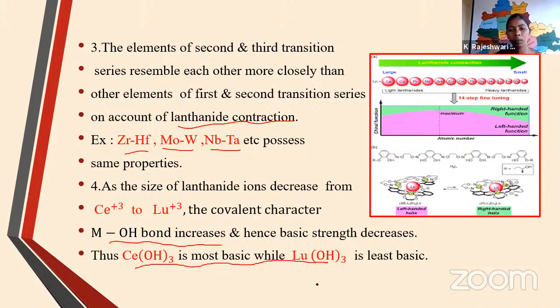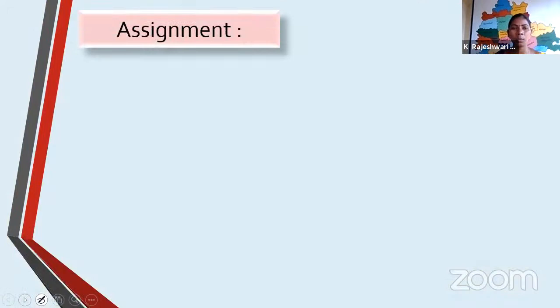Here we can see lutetium hydroxide. Lutetium hydroxide is very, very less basic. It is the least basic compared to cerium hydroxide. So these are the consequences of lanthanide contraction. Very, very important. With this, we have completed our chapter.